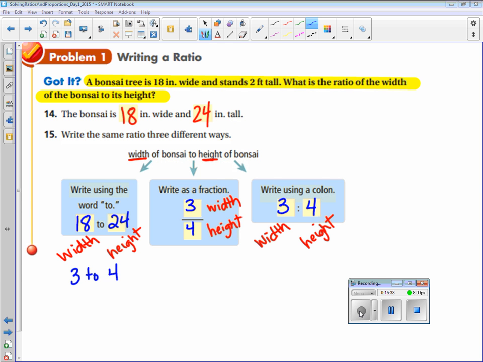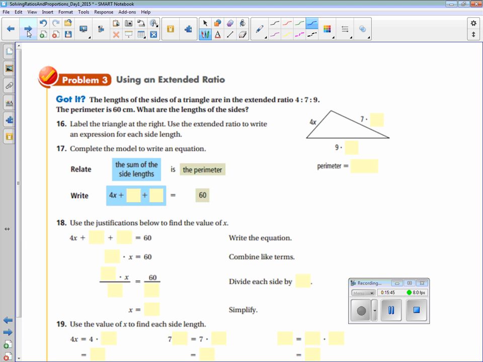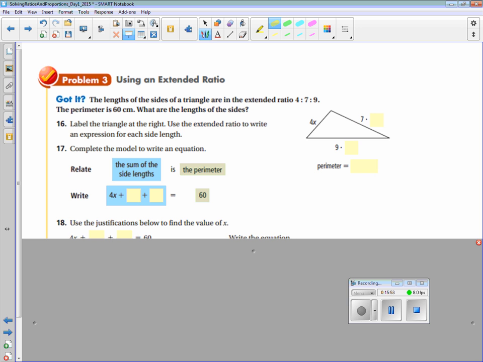Any questions so far? Pretty basic so far. Okay. Here's the hard problem, okay? And this is what we're going to struggle with a little bit. And I know that ahead of time. So let's take it piece by piece first.